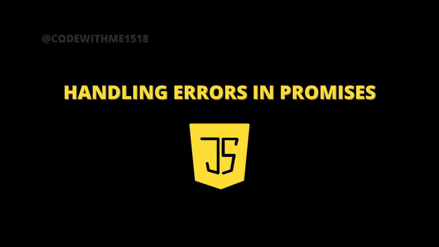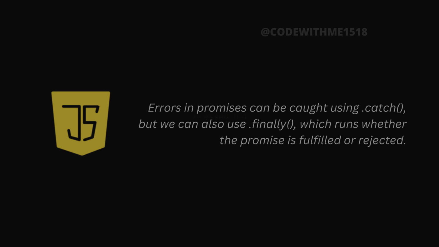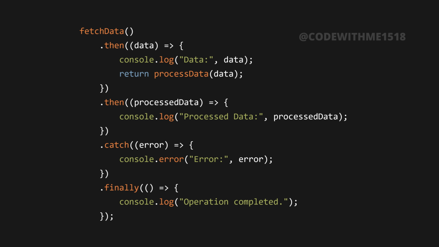Handling errors in promises. Errors in promises can be caught using .catch, but we can also use .finally, which runs whether the promise is fulfilled or rejected. fetchData().then(data => { console.log('Data:', data); return processData(data) }).then(processedData => console.log('Processed data:', processedData)).catch(error => console.error('Error:', error)).finally(() => console.log('Operation completed')).